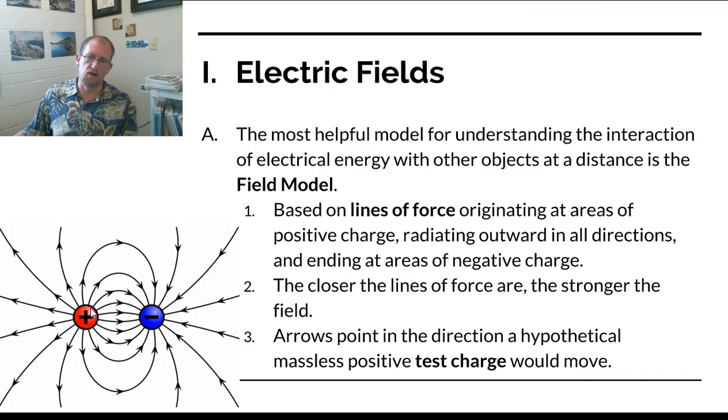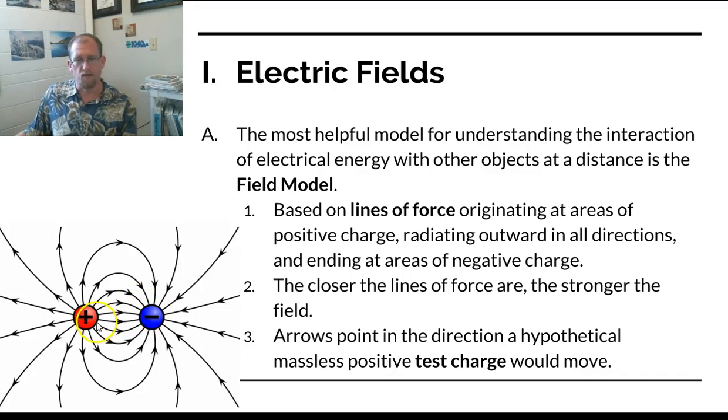The arrows are drawn the path that a hypothetical test charge would take if it were massless and if it had a positive charge. So massless means that it's not going to push back. The gravitational effects don't come into play. But it does have a positive charge, so it's going to be repelled by this guy and go zipping along this line and land at the negative one.